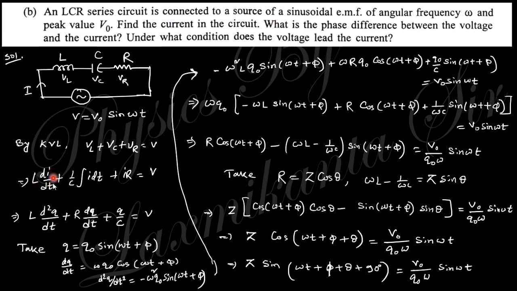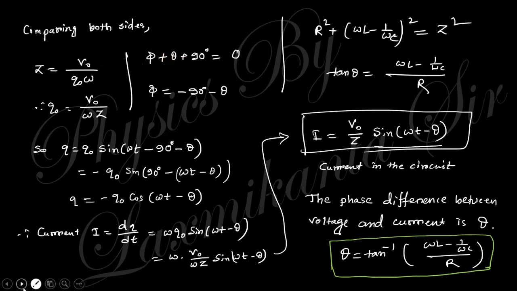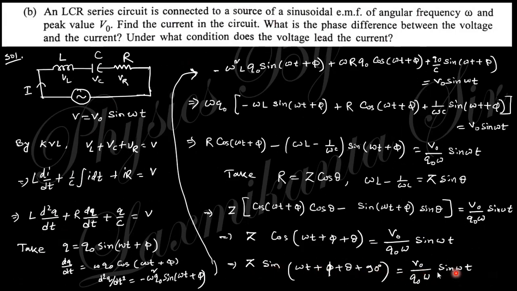So VL is L di/dt, VC equals Q by C, and VR is IR. In the Q form, I equals dq/dt, so di/dt is d2q/dt squared. If you consider q equals q naught sin(omega t plus phi), then dq/dt is like that, and the second derivative as well. Put this in the equation and you will obtain this expression. Take omega q naught common, and it will be formed in this way. Now take R equals Z cos theta and this is Z sin theta. So this gives you the general formula. After that, comparing these two things, you can see Z is like that, and this will be 0.